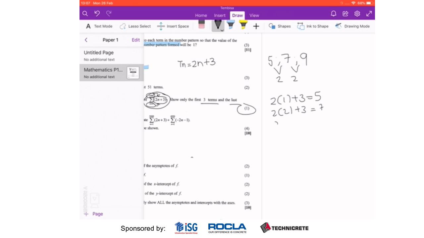So it's basically the same formula that we have been working with. The next term is 9. It's the same formula. Now they want us to show the last term: 2 times 5,000, which we know from this, plus 3, which is going to give me 10,003.